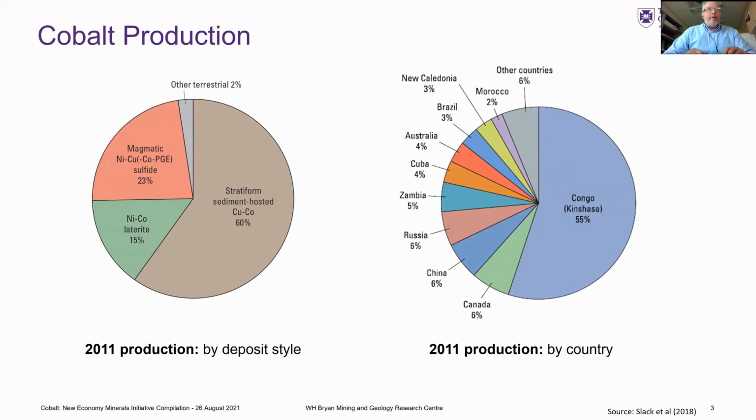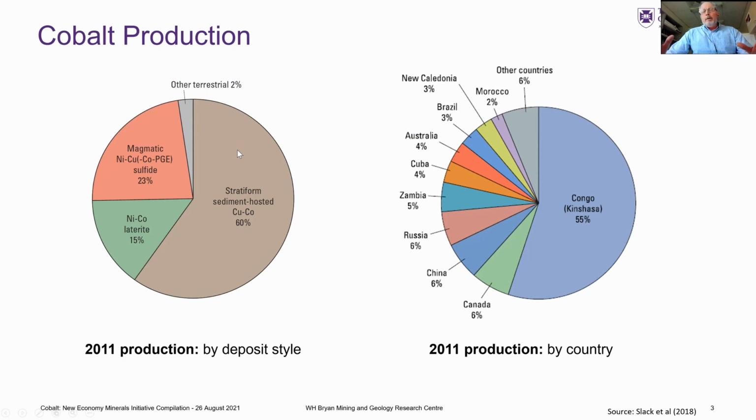Look, I'll give a rough overview, and most people are probably aware of these types of facts for cobalt. On the left is production, and the most robust figures are from a decade ago now. The production on the left is by deposit style, and on the right by country. The immediate thing that strikes you with cobalt is that production is totally dominated by the stratiform sediment-hosted copper-cobalt deposits. Within that type of deposit, it is pretty much all from the African copper belt, the DRC and Zambia, and that's 60% of the production in 2011. Then you step down to the magmatic nickel-copper sulfide deposits, and then the nickel-cobalt laterites. The other terrestrial deposits are essentially 2%, which is pretty low.